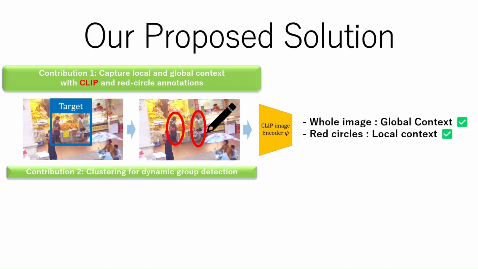In our method, to capture both global scene context and target's groupness, we used red circle. Specifically, there are targets in the picture. We circle each target and crop the broader area to include global scene context and input it to the CLIP image encoder. The reason why we used CLIP was that we thought that it could extract high-level context, like groups, as it was trained by using both images and text.